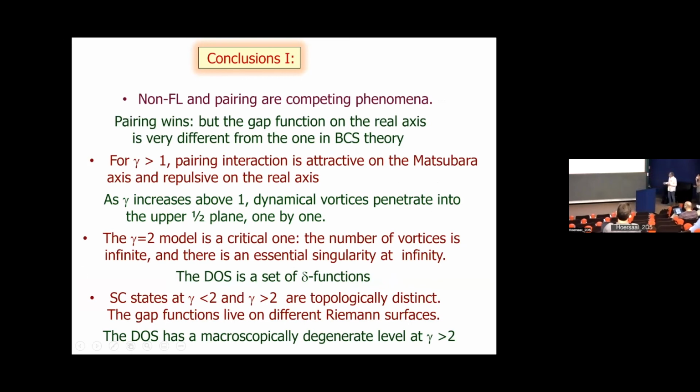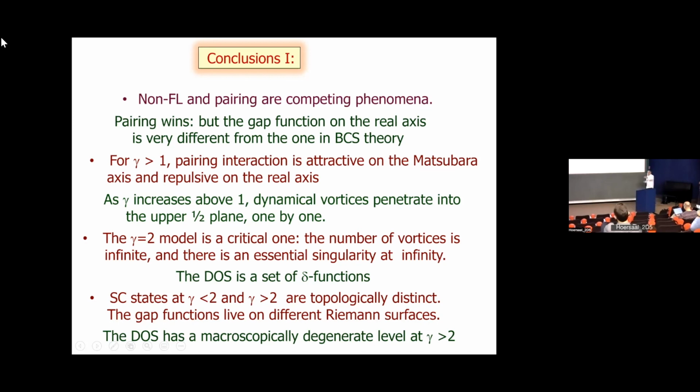So this is what I'm doing. The conclusions are this. Generally, there is a competition between non-Fermi liquid and pairing. Pairing wins, but the gap function on the real axis is very different from what you expect in BCS theory. And there is a reason for this. The pairing interaction is attractive on the Matsubara axis, but repulsive on the real axis if the exponent gamma is larger than 1. And dynamical vortices reflect this.